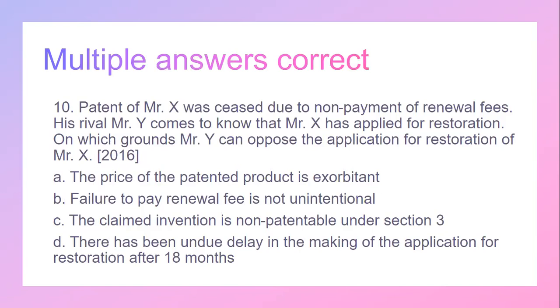Again, multiple answers correct. Patent of Mr. X was ceased due to non-payment of renewal fee. His rival, Mr. Y, comes to know that Mr. X has applied for restoration. On which grounds can Mr. Y oppose the application for restoration? B and D. Yeah, right. Next slide.